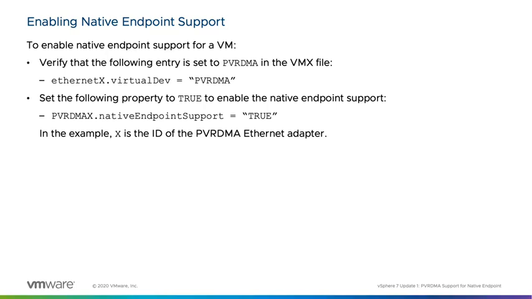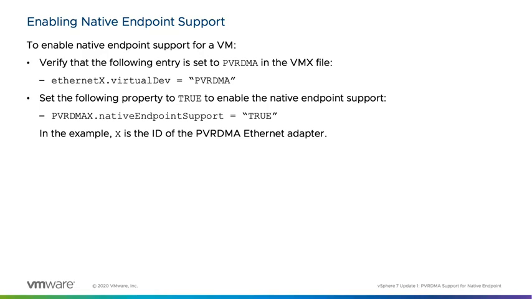At the end of this video, we've described RDMA and PVRDMA. We've described PVRDMA support for native endpoints and explained how to enable native endpoint support for PVRDMA enabled virtual machines. The key points: RDMA is the ability of a device to access the memory on a remote machine without interrupting the CPU. Virtual machine to virtual machine RDMA is referred to as PVRDMA. PVRDMA native endpoint support allows PVRDMA VMs to communicate with physical RDMA machines.